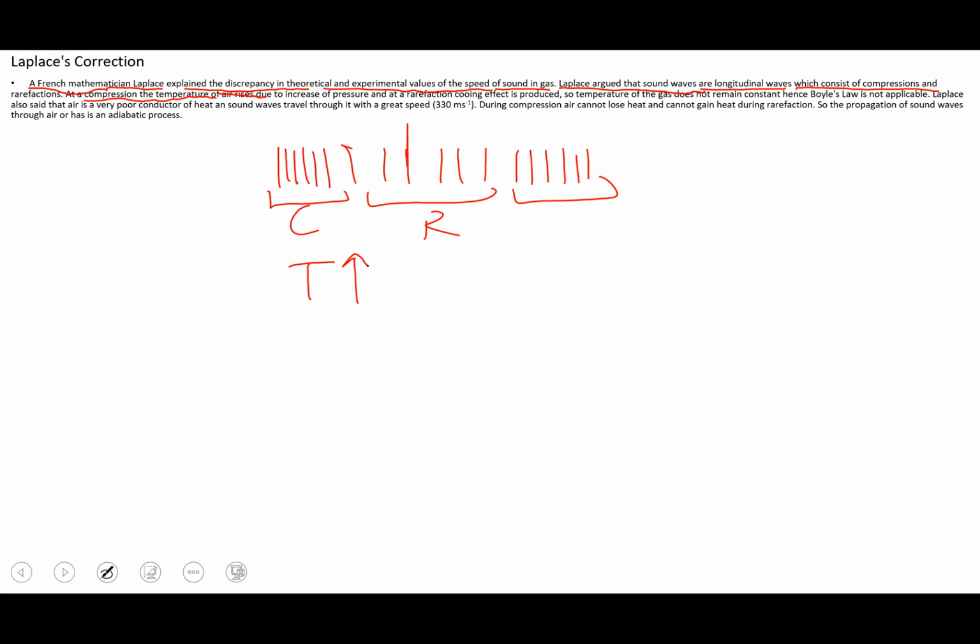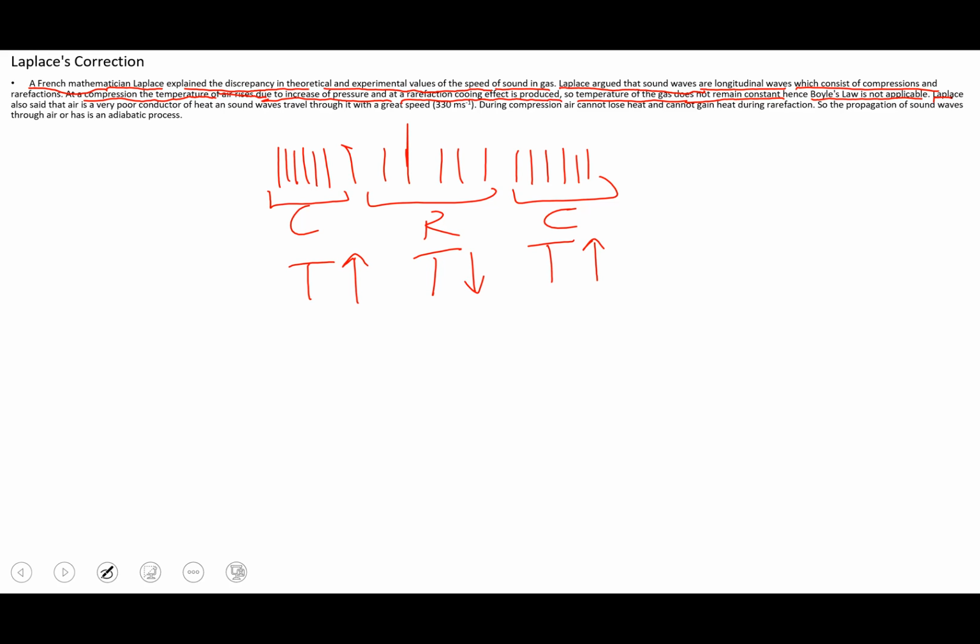And we can say that at compression, the temperature of the air rises due to the increase in pressure, and at the rarefaction, the cooling effect is produced. That means at the rarefaction region, the temperature basically decreases. Again, it will increase in the compression region. So the temperature of the gas does not remain constant. That was the mistake. Hence, Boyle's law is not applicable. That was the mistake which Newton made.